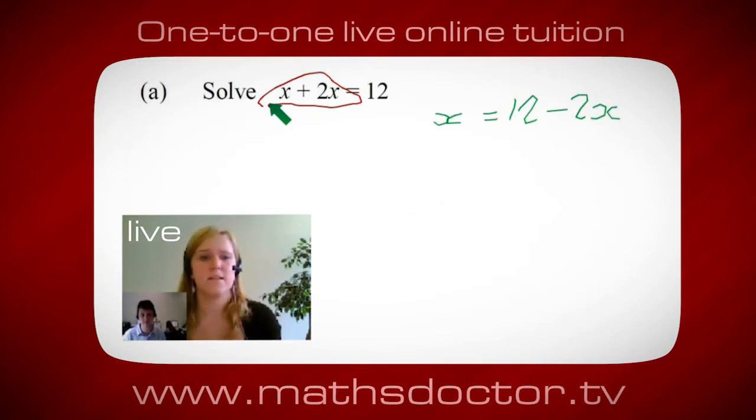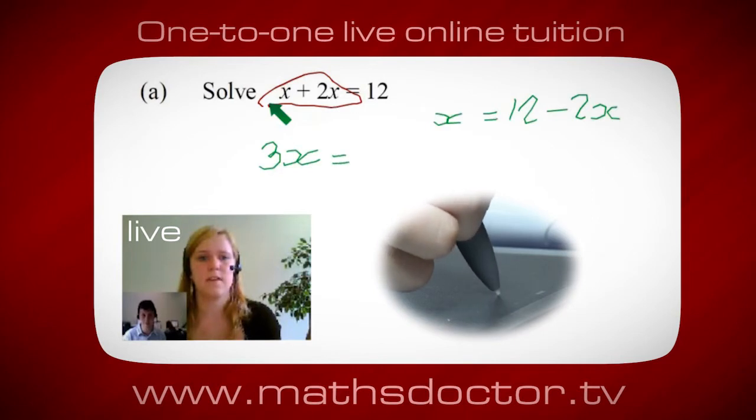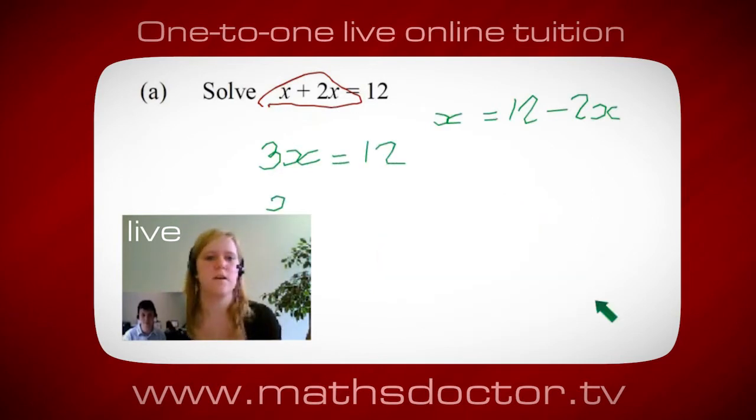Oh, okay, it's 3x, isn't it? Yeah, absolutely. 3x equals 12. Oh, and so x equals 4. Brilliant, spot on, well done.